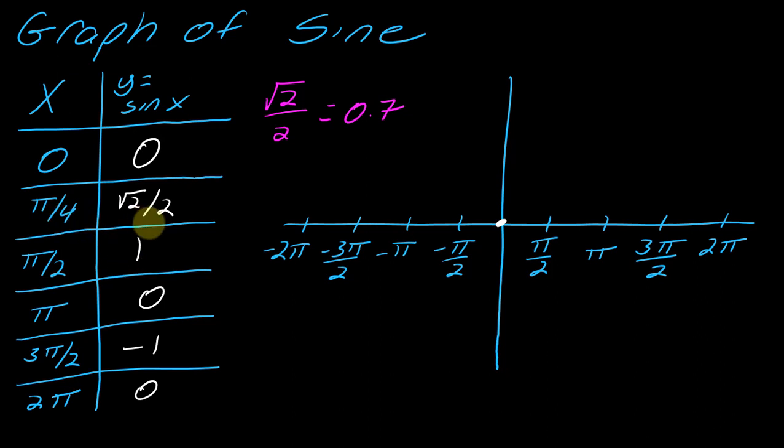So we're looking at pi over 4 and square root of 2 over 2, so pi over 4 is somewhere in between 0 and pi over 2. So let's see, I'll mark this for 1 and negative 1. So here's pi over 4, and then here's about 0.7. Okay, so that would be my square root of 2 over 2. And then let me just graph the rest of these points. So let's see, I've got pi over 2, 1. I've got pi, 0. I've got 3 pi over 2, negative 1, and then I've got 2 pi and 0. So I've graphed everything out.